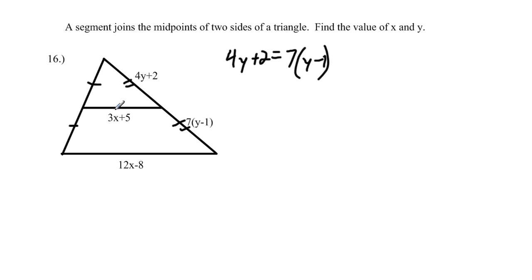But to solve for x, we said that if we connect the two midpoints of the sides of a triangle, that this length is half of this length. So the 3x plus 5 multiplied by 2 would be equal to 12x minus 8. Now we're going to solve both equations.